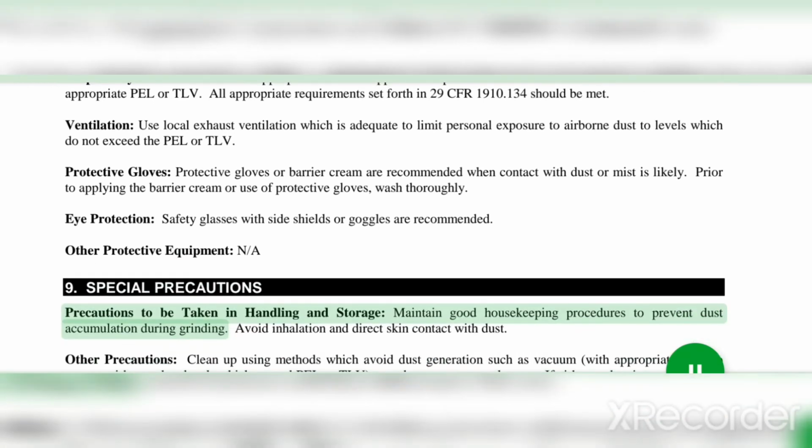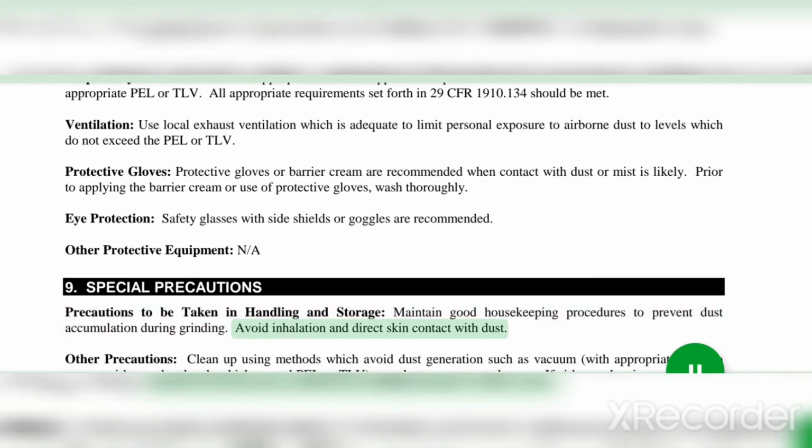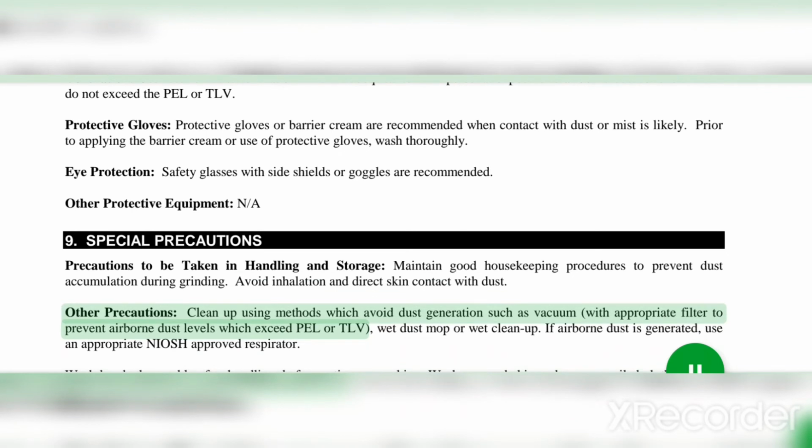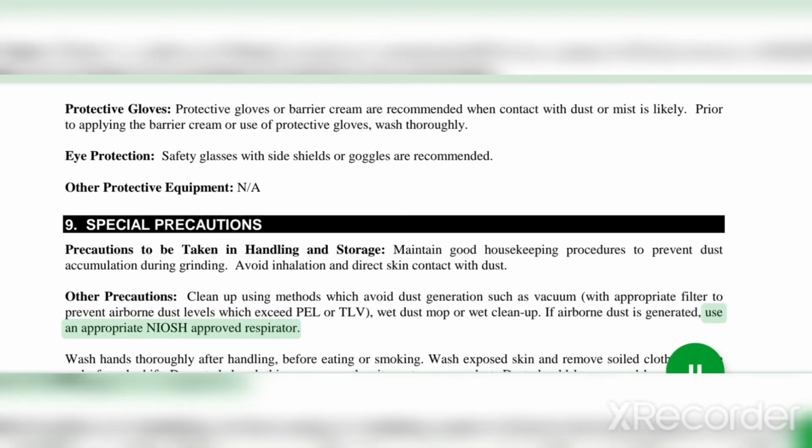9. Special precautions. Precautions to be taken in handling and storage. Maintain good housekeeping procedures to prevent dust accumulation during grinding. Avoid inhalation and direct skin contact with dust. Other precautions: clean up using methods which avoid dust generation, such as vacuum with appropriate filter to prevent airborne dust levels which exceed PEL or TLV. Wet dust mop or wet cleanup. If airborne dust is generated, use an appropriate NIOSH-approved respirator.